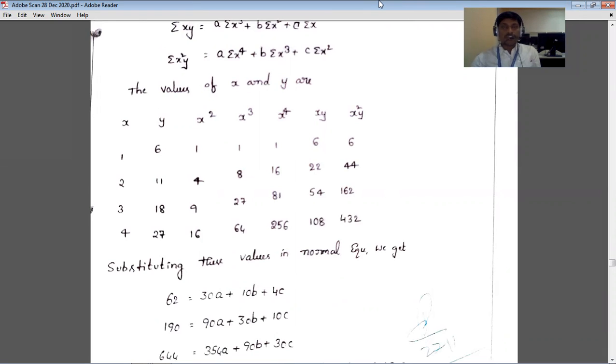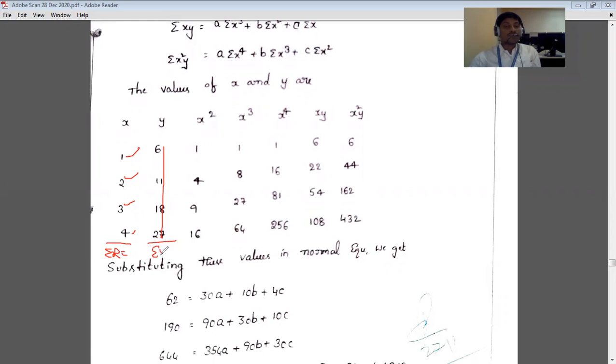Okay, so by taking those values, we need to calculate. The x values they gave in the problem are 1, 2, 3, 4, and the y values they gave are 6, 11, 18, 27. By adding the x values we get summation x, and next by adding the y values we get summation y.